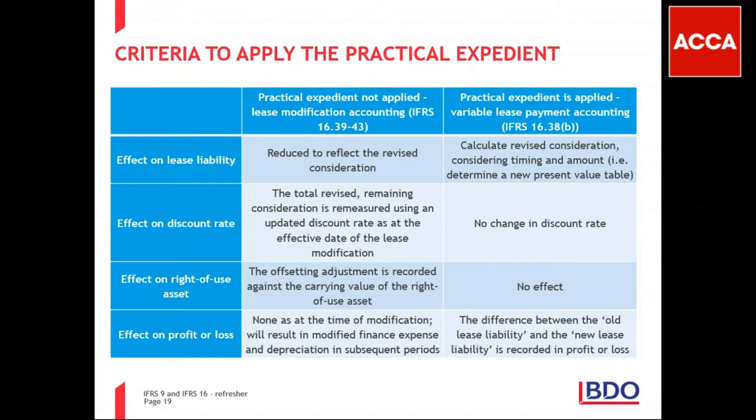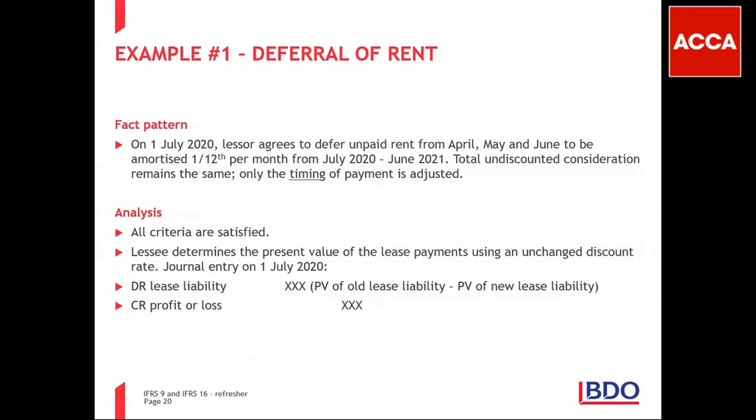So let's work through some simple examples to demonstrate the application of this practical expedient. In this example, on 1st of July 2020, the lessor agrees to defer unpaid rent for the 3 months, April, May, and June, which will be amortized on a 1/12 per month basis from July 2020 to June 2021. So the 3 months rent will be spread over the remaining 12 months till 2021. So this means that the undiscounted consideration remains the same. The overall payments remain the same. It's only the timing of payment that is being adjusted.